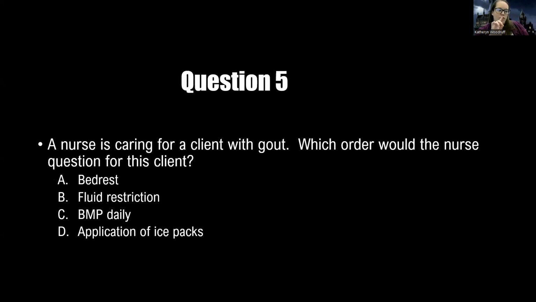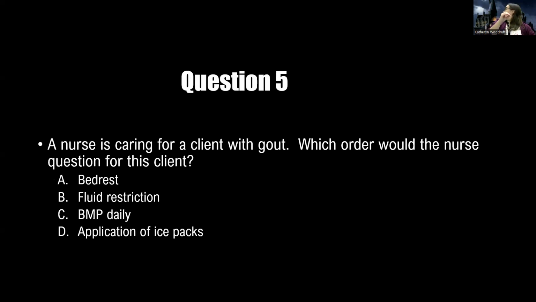Answer B is fluid restriction. So a patient with gout has extra uric acid. And if they have extra uric acid, I would think a fluid restriction could possibly be a bad thing, because anytime you have too much of a particle in your body, usually you want to flush it out. So I don't love fluid restriction, but let's keep going.